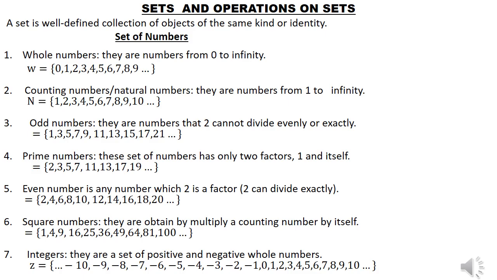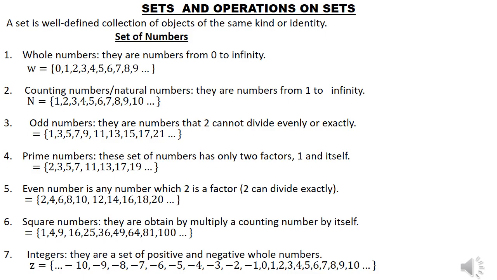2. Counting numbers or natural numbers, which we normally use for counting. We begin any counting with the first element of this set. Whenever we are counting, we begin with the first element of this set, which is 1. So they are called counting numbers. They are also called natural because in our daily life we use this set of numbers.